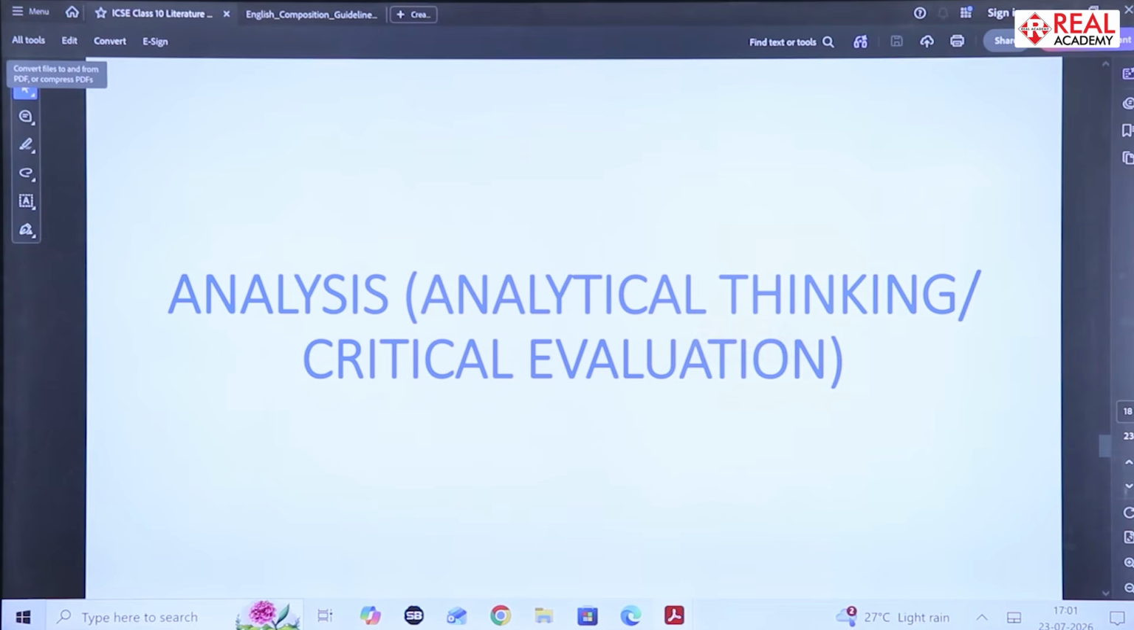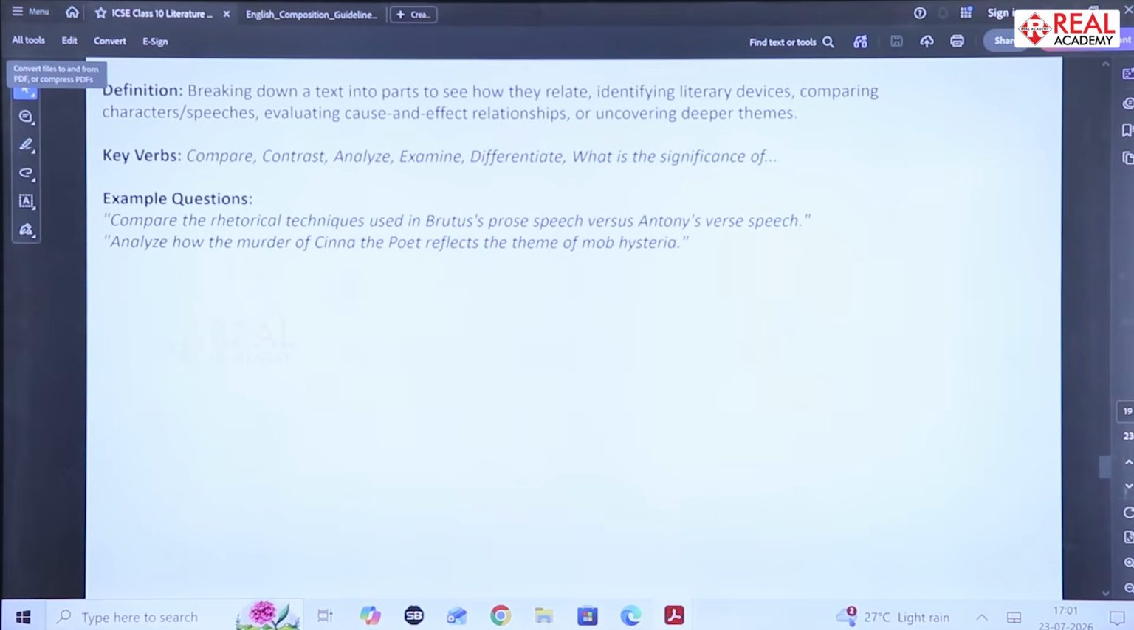The third segment of the paper will be analysis, analytical thinking, critical evaluation. Definition: break down a text into parts to see how they relate, identifying literary devices, comparing characters and speeches, evaluating cause and effect relationships, or uncovering deeper themes. Key verbs: compare, contrast, analyze, examine, differentiate. What is the significance of? Compare the rhetorical techniques used in Brutus' prose speech versus Antony's verse speech. Analyze how the murder of Cinna the poet reflects the theme of mob hysteria.